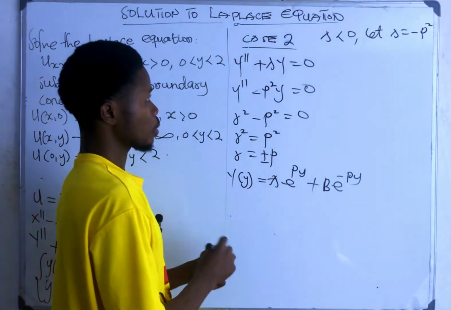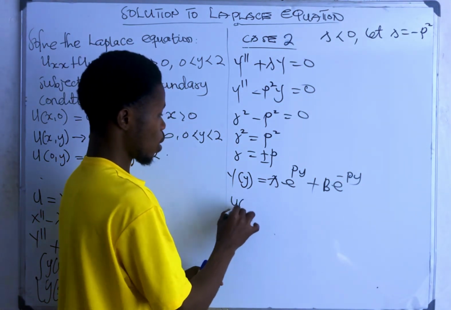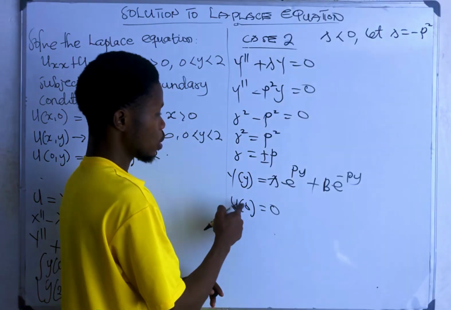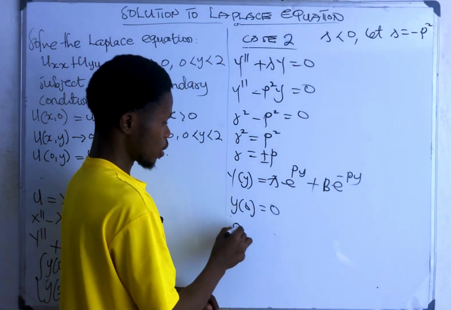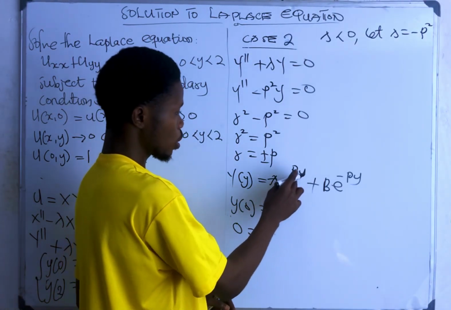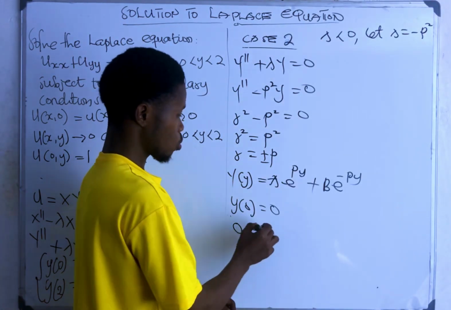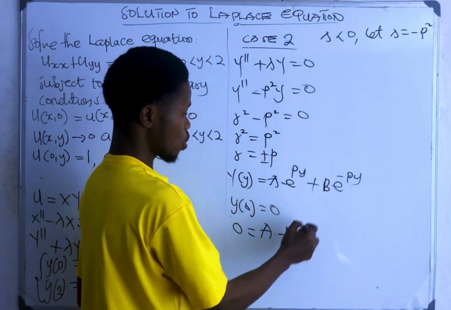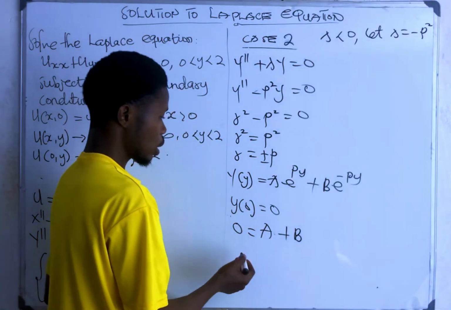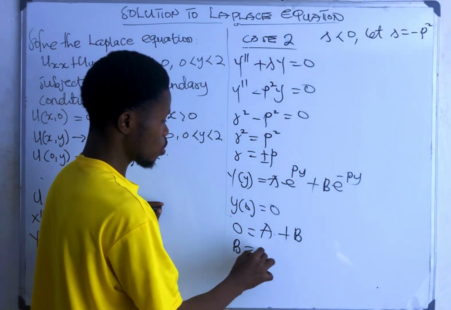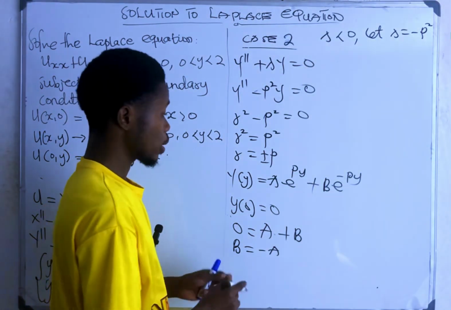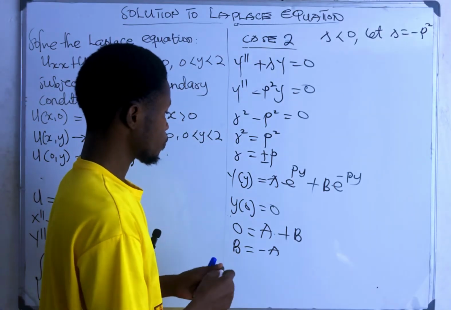Now let's substitute. We know that when y at 0 equals 0, so wherever I see capital Y, I put 0 there. This one will be 0. P times 0 will be 0. E to the power 0 is 1. So I have A. The same thing will happen here, B. So I can make one necessary. B will equal negative A. Something like this.